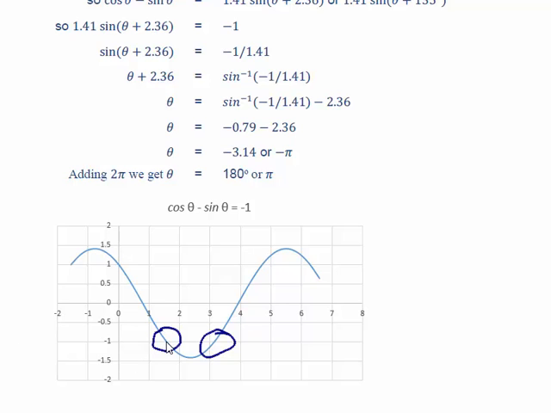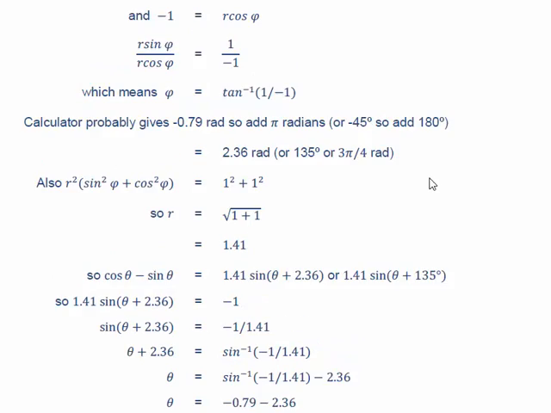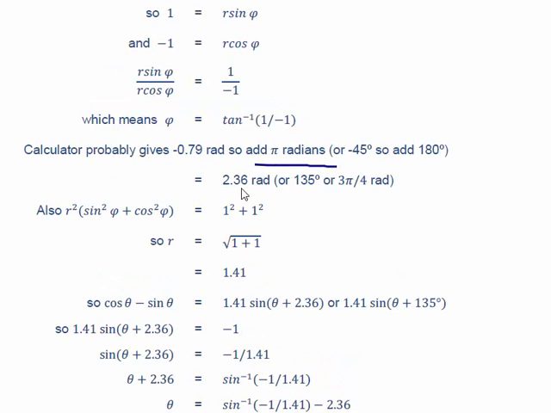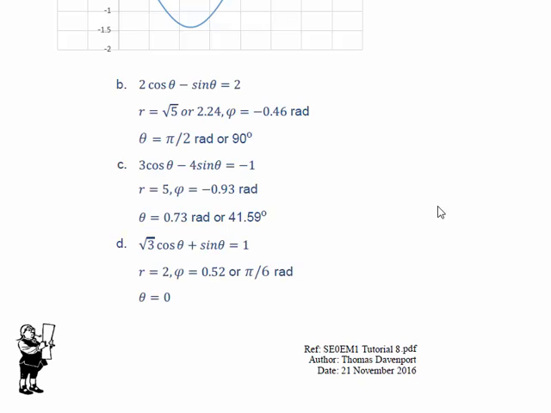Why didn't we find this answer? Well, the reason we didn't get this answer is because of the way we added pi radians here to get our value of phi in the range 0 to 2 pi. And then finally we have the answer to the other questions. And that's the end of question 2.